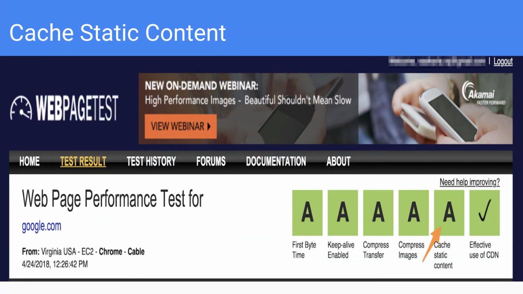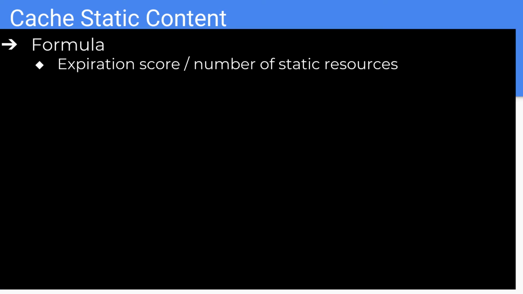Let's talk about the cache static content grade. Some static resources like images tend not to change often. Many pages may be repeatedly downloading these resources if they are not properly configured to stay in the browser cache. This grade checks the HTTP responses for resources that are determined to be static and evaluates them based on their lifetime. The formula is a little different from the previous grades, as this relies on a scoring system.